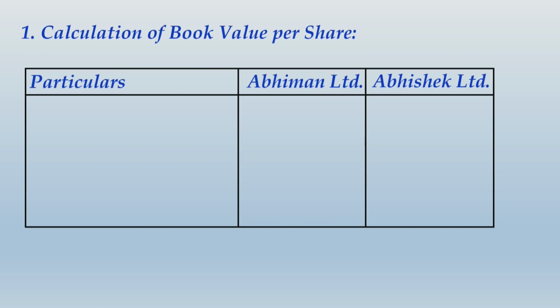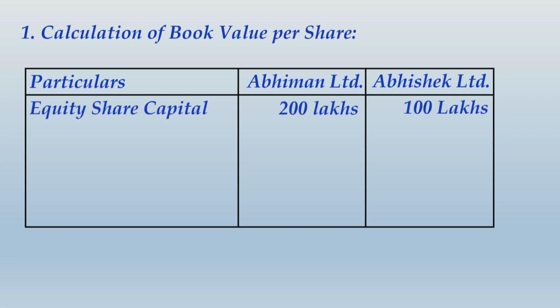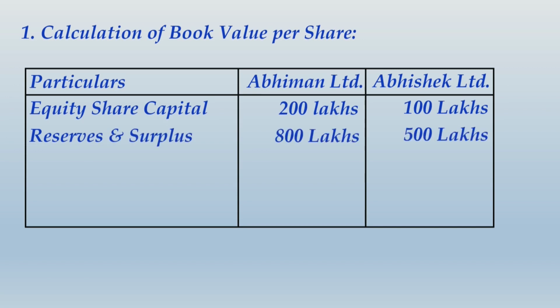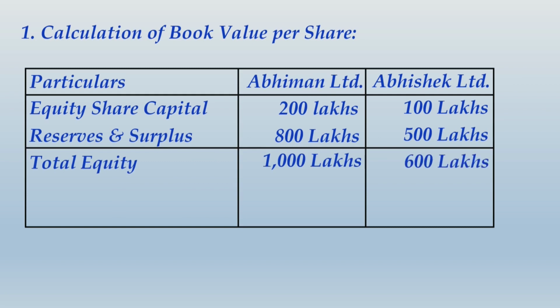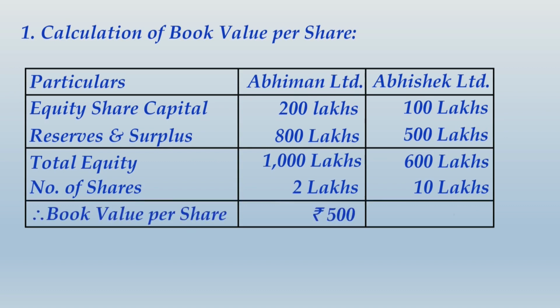We have learnt in the earlier topics like share valuation and corporate valuation. So equity share capital of both the companies, added to that reserves and surplus, will give you the total equity or the total net worth. That total equity or net worth divided by number of shares will give you the book value per share, that is rupees 500 and rupees 60 respectively for Abhiman Limited and Abhishek Limited. So friends, take note of these calculations and then we shall move ahead.